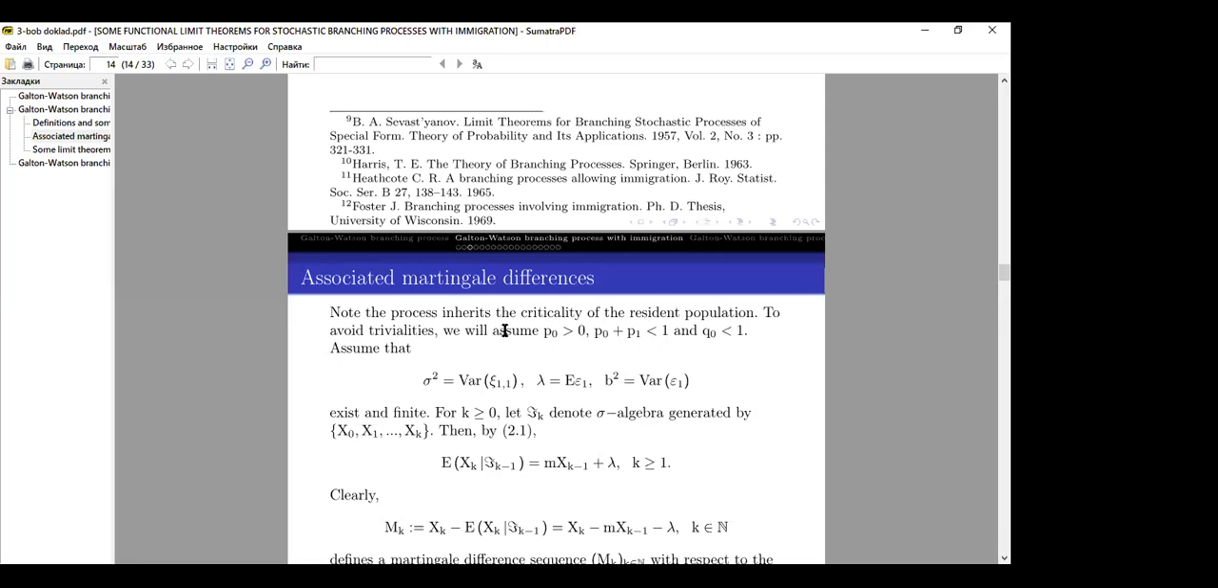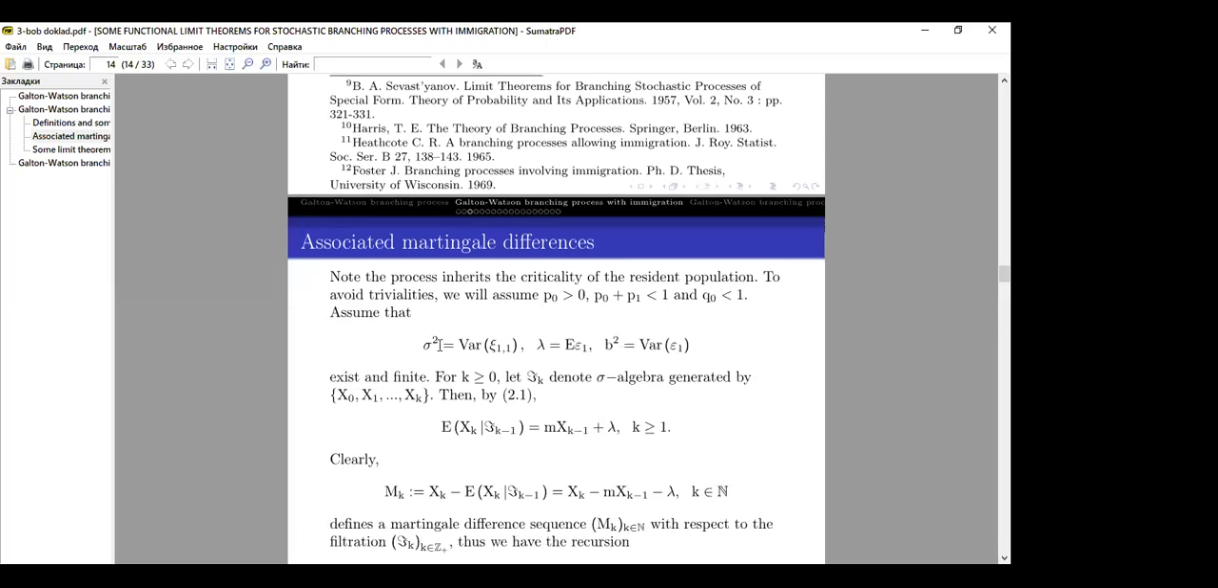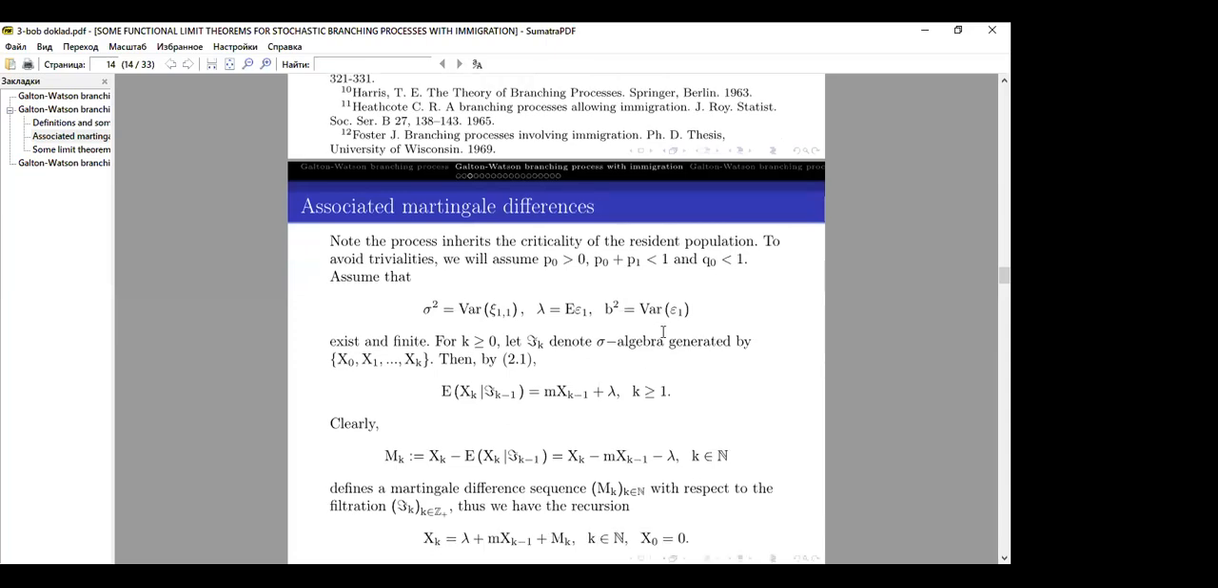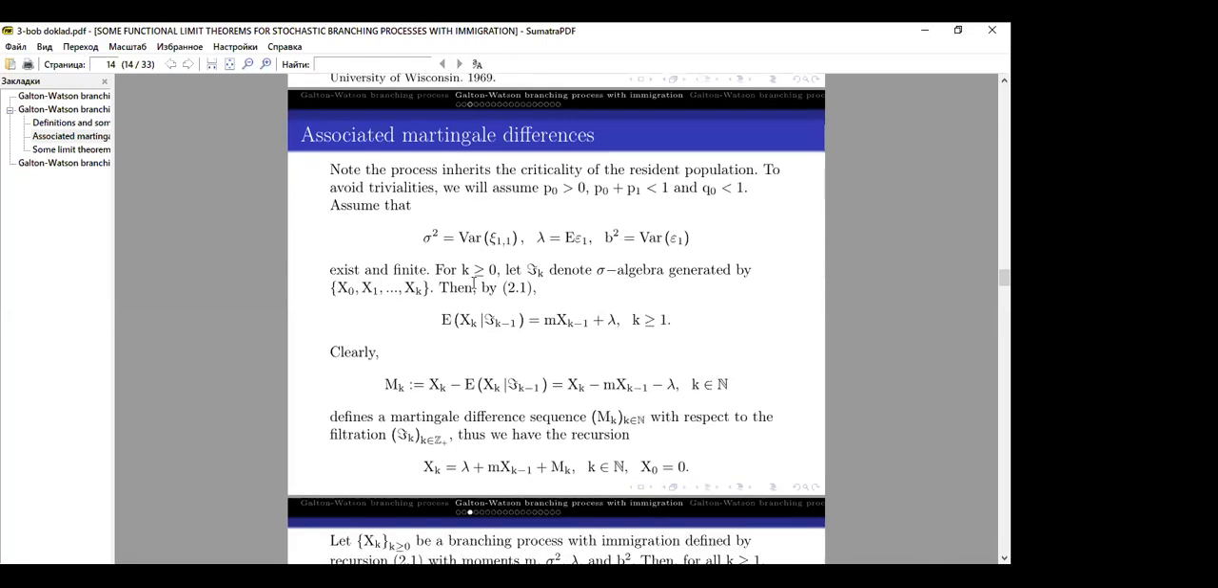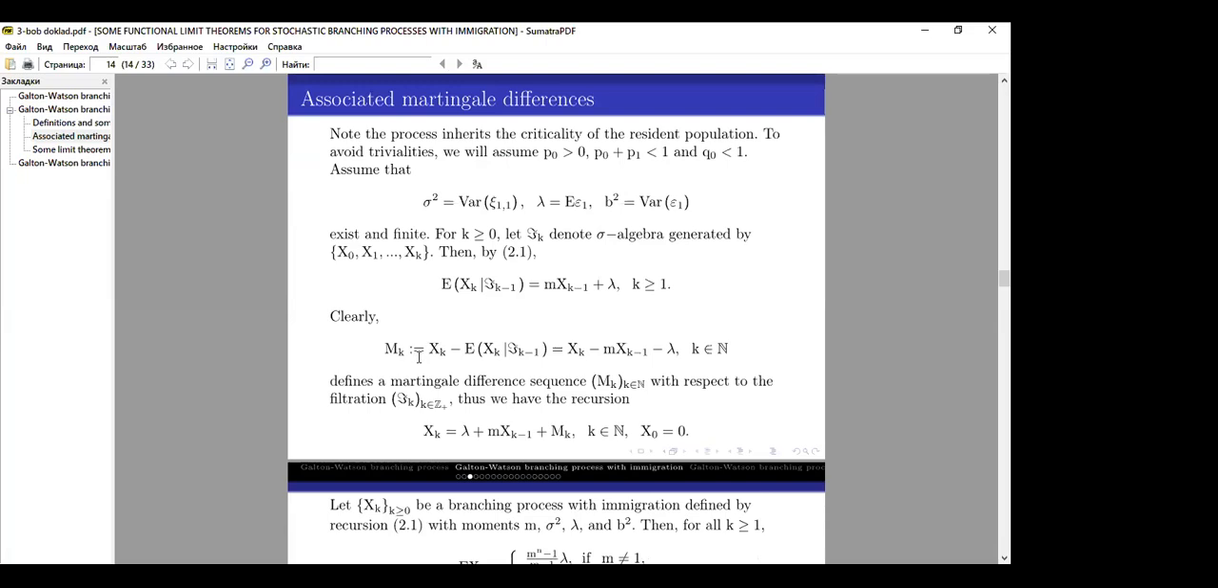To avoid trivialities, we will assume that q_0 is less than one. We assume that the expectation and also the variance of the immigration process are finite, and for each k we denote by F_k the sigma-algebra generated by X_0 to X_k, which are the branching processes with immigration. It is easy to see that this equation holds. Clearly, it's also a very interesting property: the sequence M_k defines a martingale difference with respect to the filtration. Thus, we can have this recursion.